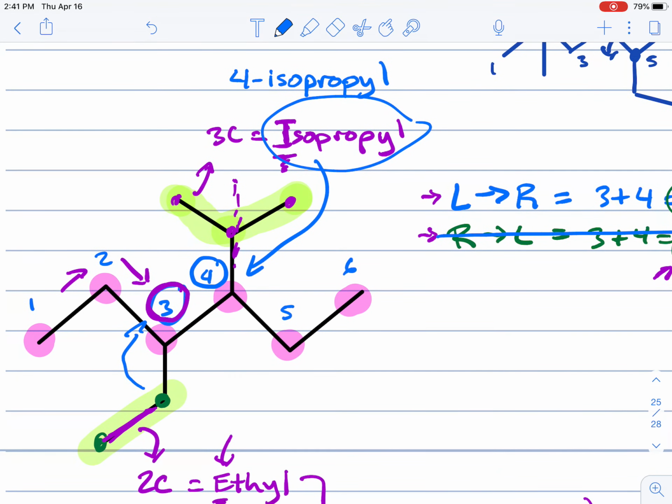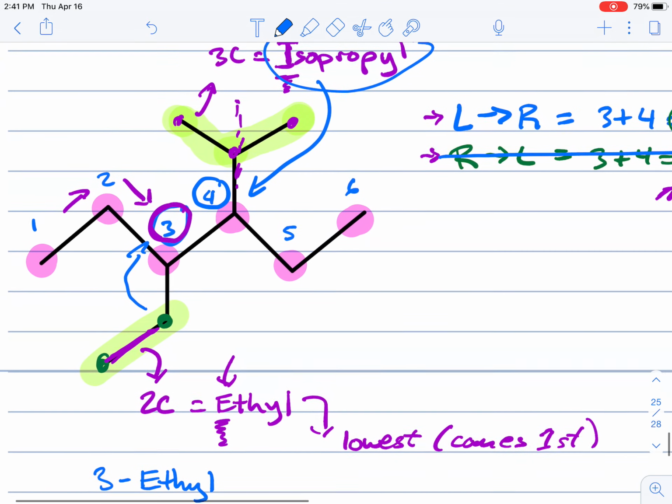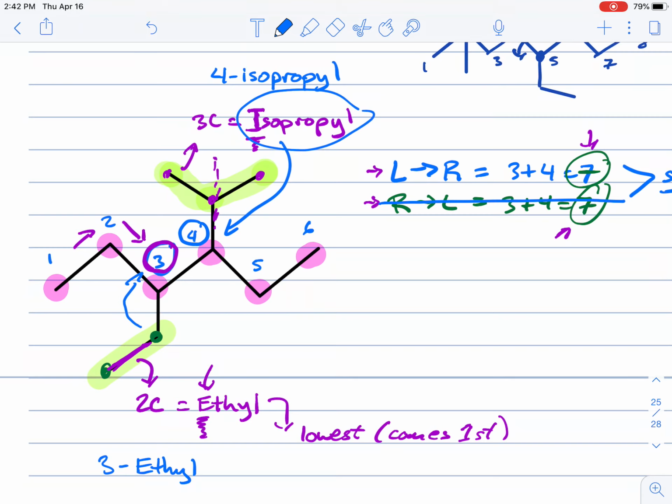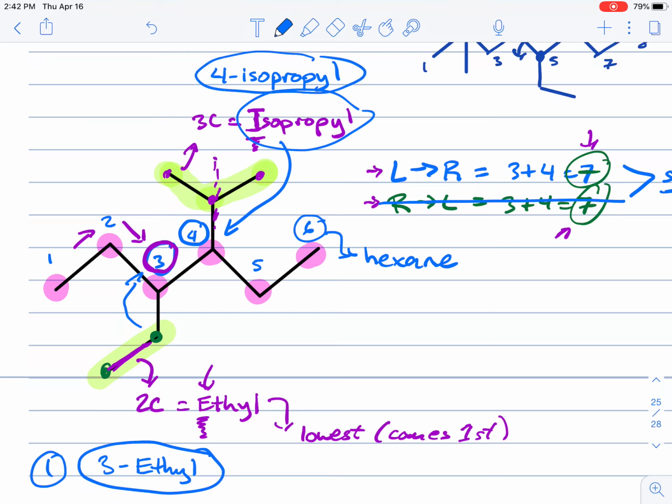All right, so now that we've named all of our substituents, 3-ethyl and 4-isopropyl, let's go ahead and put everything together. And by the way, since your carbon chain's maximum number is 6, we know that this is hexane. So putting these pieces together, I'm going to name my ethyl first. Then I'm going to name my 4-isopropyl second, because that's my second substituent. Then now that I have all of my substituents named, the last thing I'm going to name is my parent chain.